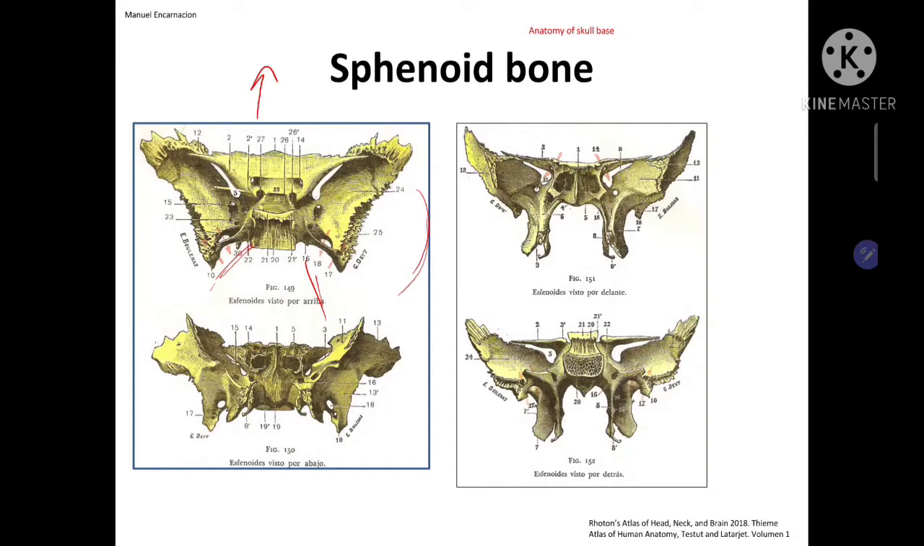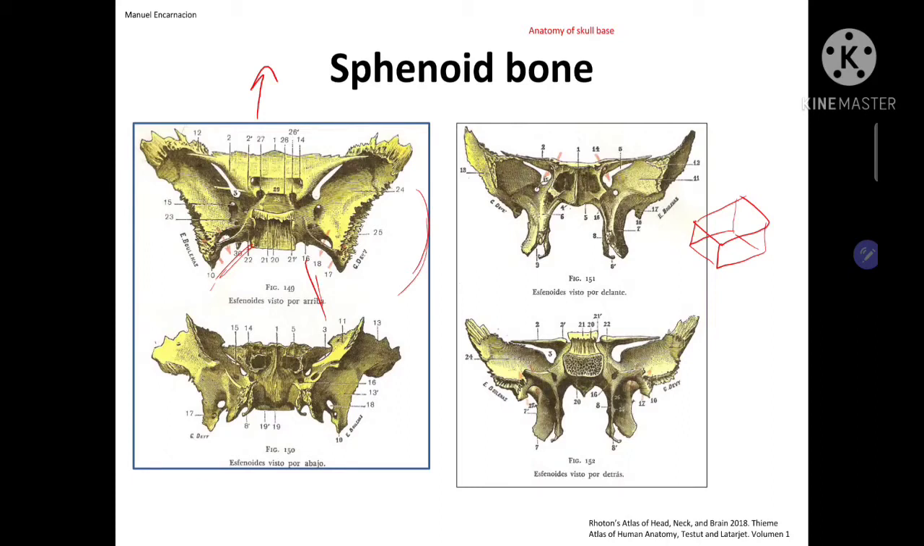So in the description of the sphenoid, we're going to distinguish a middle part, the body. It has a cubic shape. This is a cube. From this cubic part, we're going to find at the sides three processes, okay? Three different kinds of processes.